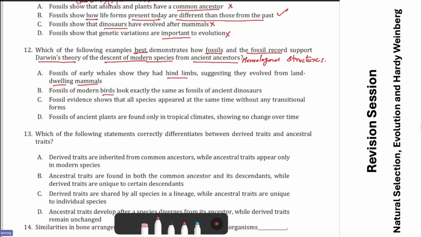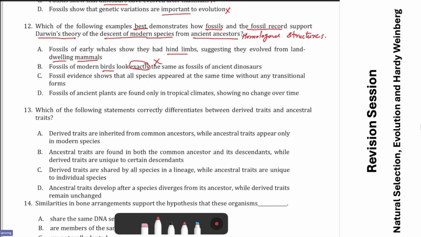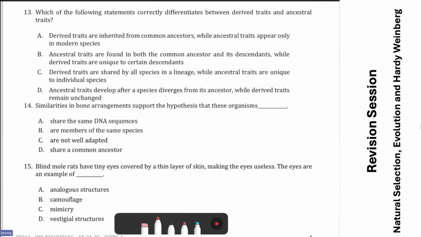Fossils of modern birds look exactly the same as the fossils of the ancient dinosaur. They are not exactly the same. No, they are similar, but not exactly the same. So this is where it goes wrong. If it says that the fossils of the modern birds look somewhat similar, yes, you can say that. Fossil evidence shows that all the species appeared at the same time. No. Fossils of the ancient plants are found not only in the tropical areas, and they also show no change over time. Of course, this is wrong. So we are left with option A. That makes sense, and that's the answer.